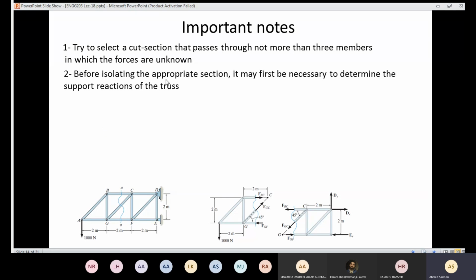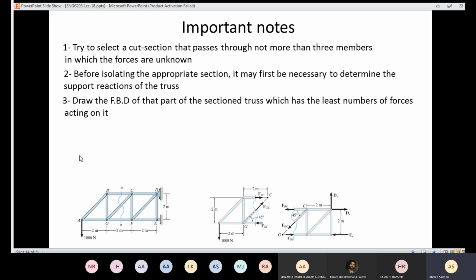Also, before isolating the appropriate section, for example, if you are going to cut here, before you make the cut and put the internal forces, make sure that you can analyze the section without getting the support reactions. For example, if you take the right part here, you have support reactions. So before that, you need to go back and determine the support reactions, then make the cut and work on that section. So you need to make sure whether it's necessary to determine the support reactions of the truss.